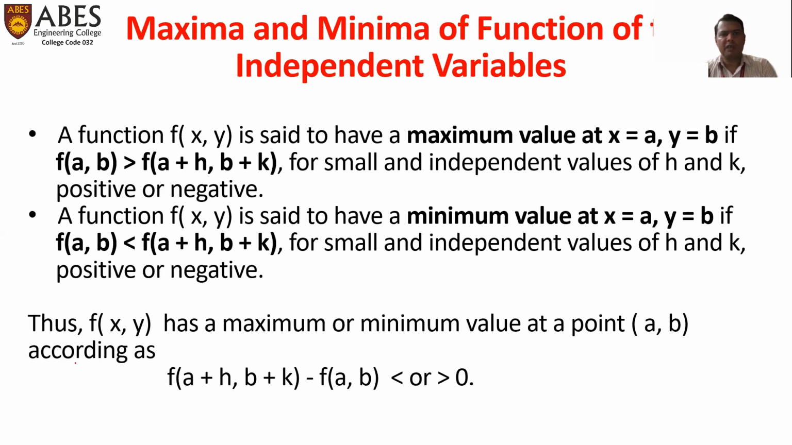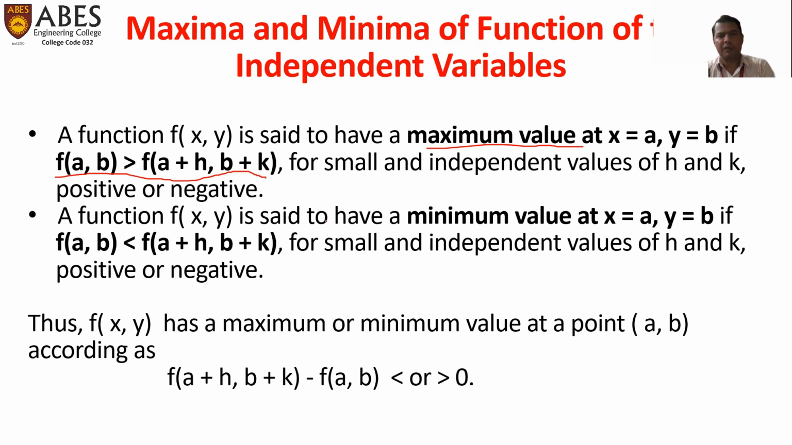A function f(x,y) is said to have a maximum value at the point x equals a and y equals b if f(a,b) is greater than f(a+h, b+k) for small and independent values of h and k, which are either positive or negative.